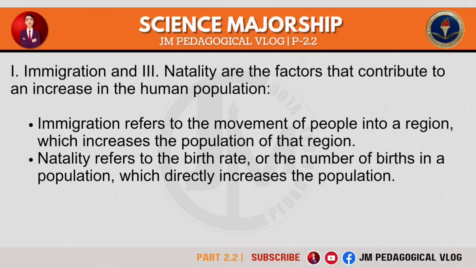Immigration refers to the movement of people into a region, which increases the population of that region. Natality refers to the birth rate, or the number of births in a population, which directly increases the population.